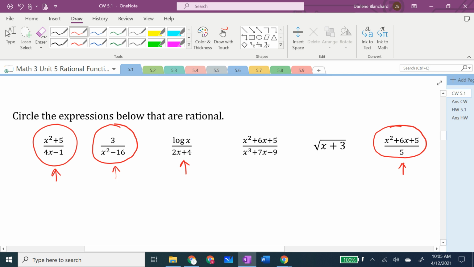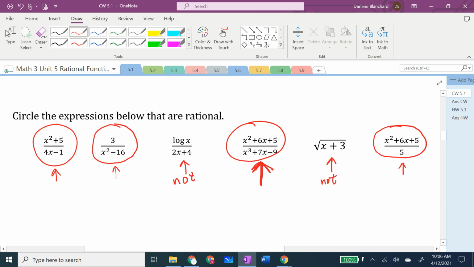It's not. So it has to be specifically two polynomials. That one is not a rational function. What about this one that I just pointed to? Is that a fraction of two polynomials? It is. And then if I put a square root on something, it's no longer polynomial. So that one is not.